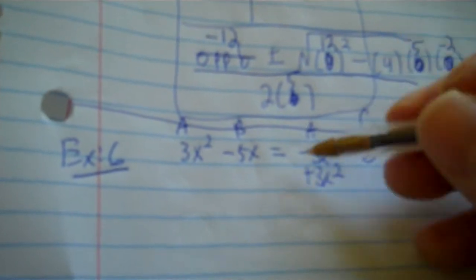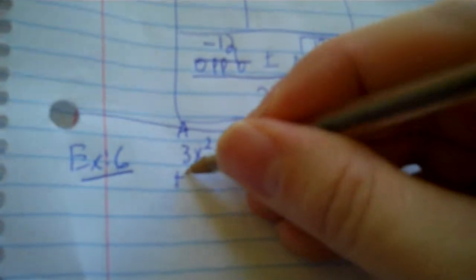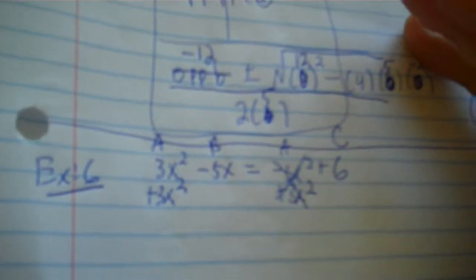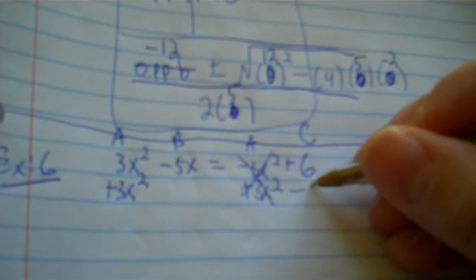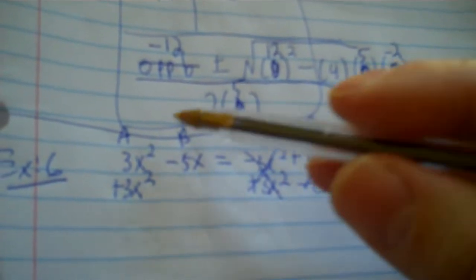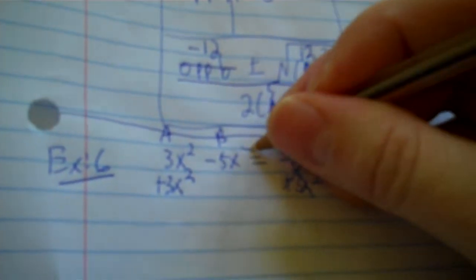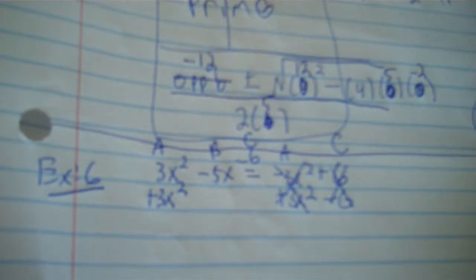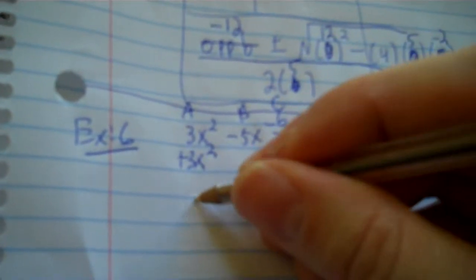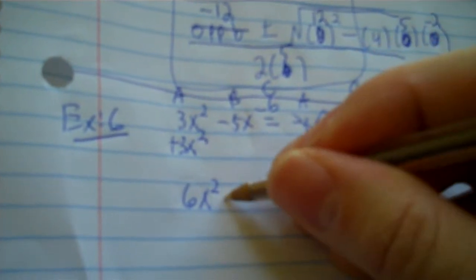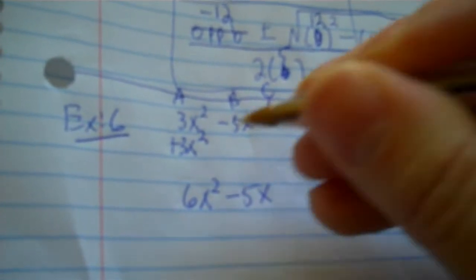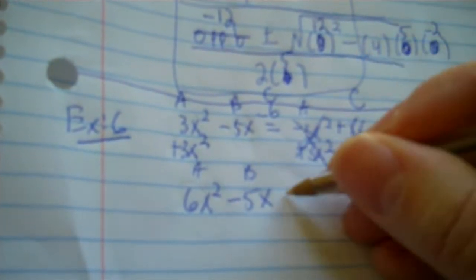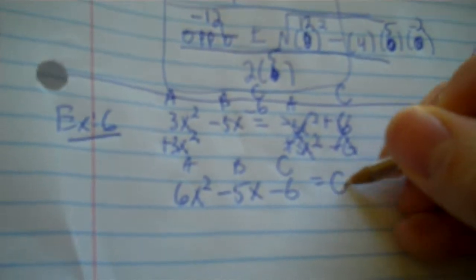And is there an a over there? Yep. So that's where I want to add the 3x to the second. Then I have to minus 6. Now that's a c. Is there a c over there? Nope. So we put minus 6, and that's a c right there. So a, 3 plus 3 is 6x to the second. b is minus 5x. And then c is minus 6 equals 0. Now you can make your boxes.